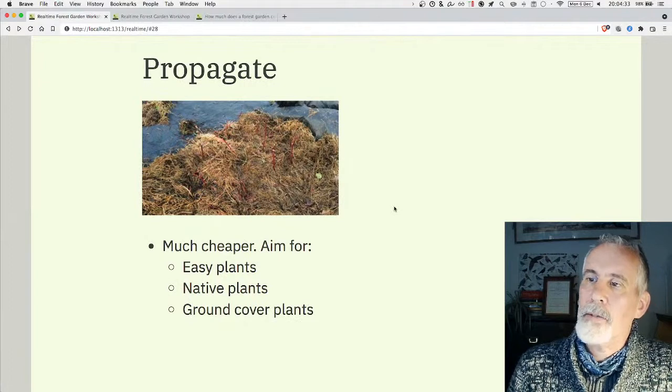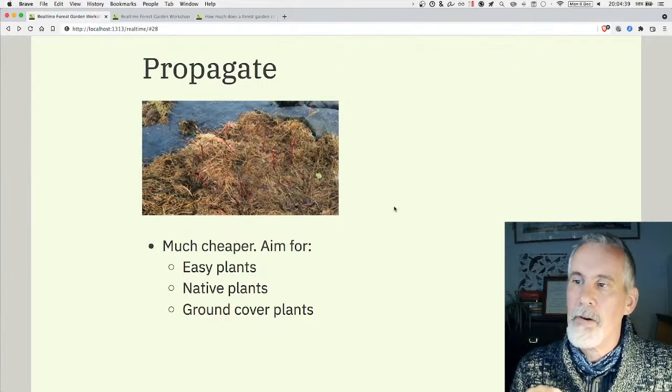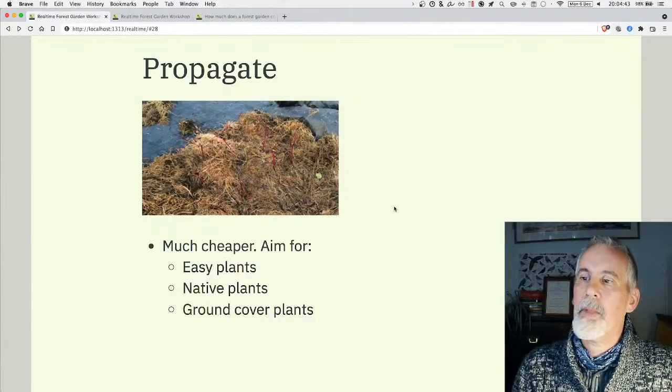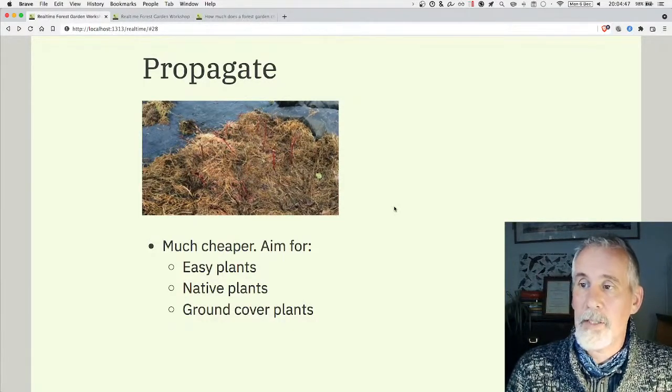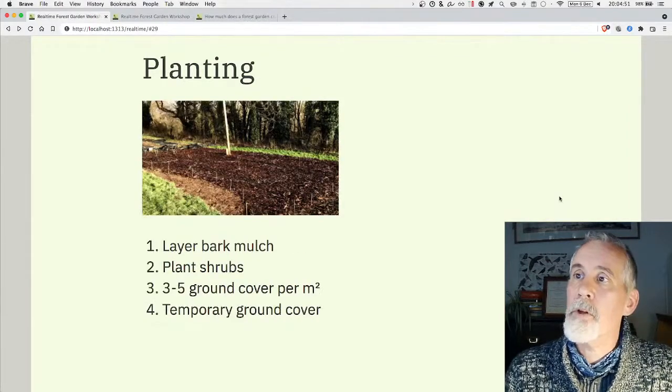And propagation, as I was saying, propagate. Go for easy plants. When you're propagating plants, go for easy plants like strawberries and comfrey and cornus and willow and things like that. And if you can, go for native plants as well, because they can be very easy to propagate. And ground cover plants, because you need so many of them.